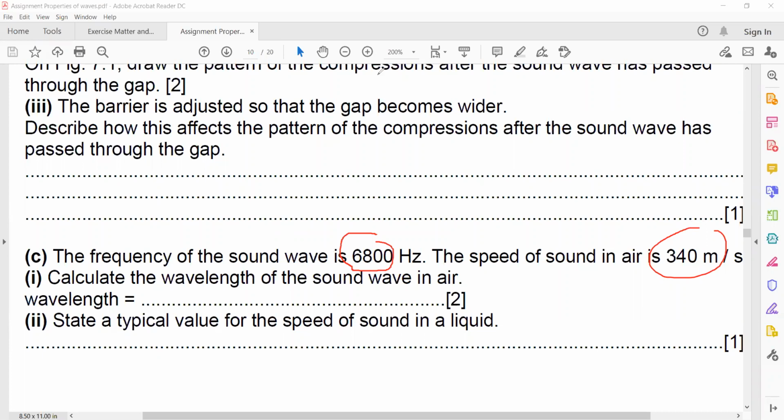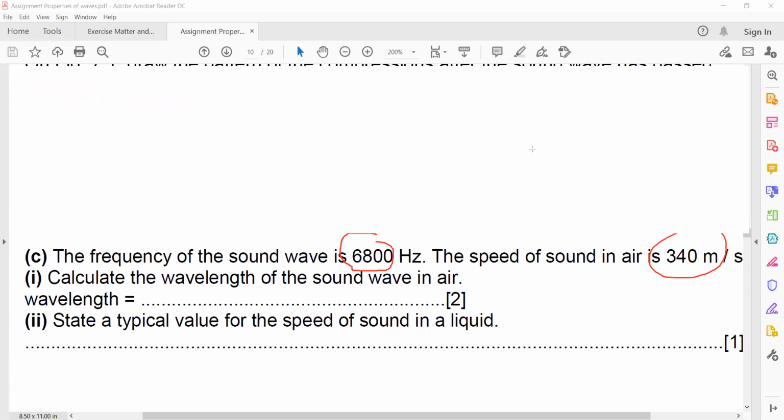So how do we calculate speed, frequency, and wavelength? The formula which relates them: speed is equal to frequency multiplied by wavelength. It is valid for all types of wave, even if it's a longitudinal wave or a transverse wave. This is the universal wave equation. It is valid for any kind of wave.